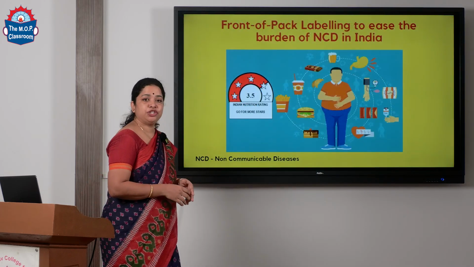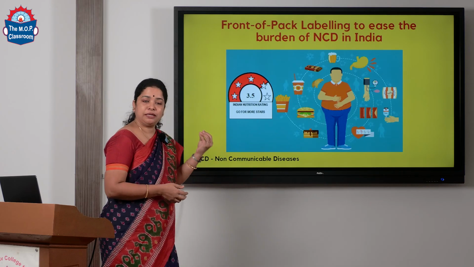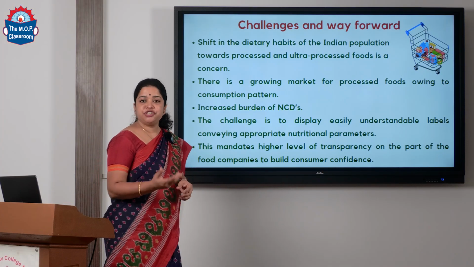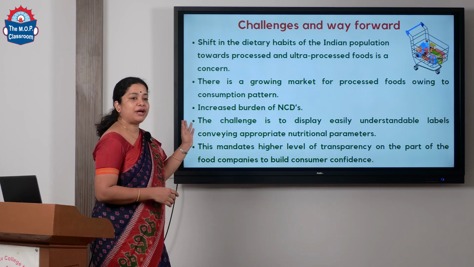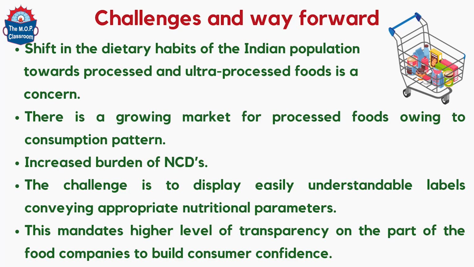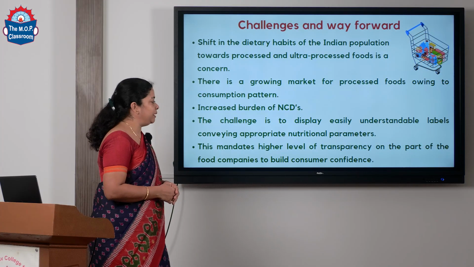This slide is a clear depiction of the foods we consume, the whole lot of ultra processed foods we consume, and its implication on human health. This really brings forth the need for any kind of rating system where the consumer is informed. Now, the challenges and way forward: here we are seeing a rise in the consumption of processed foods. There is an increased market for processed foods. There is an increased burden of non-communicable diseases. The challenge is to display food labels in an understandable form so that the consumer is informed and knows what nutritional parameters are present in the food. This mandates a higher level of transparency on the part of food companies to build consumer confidence.